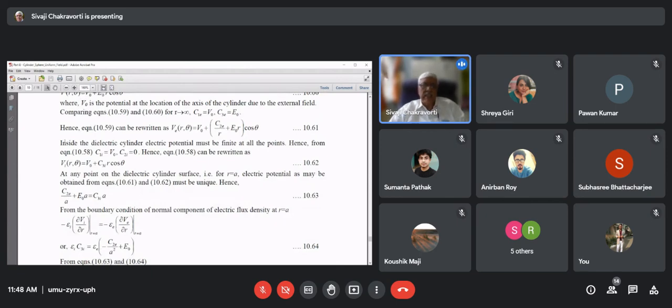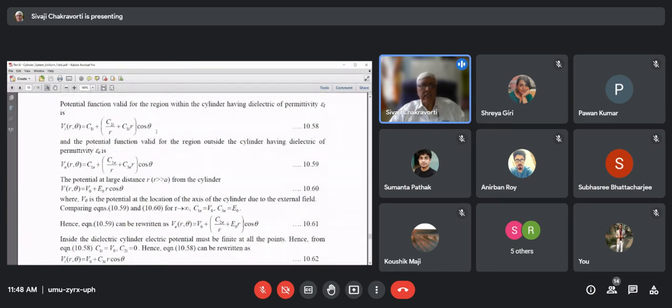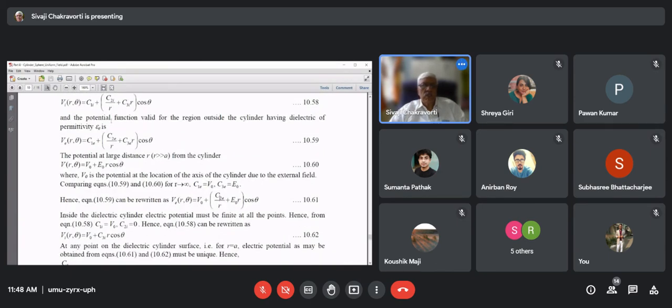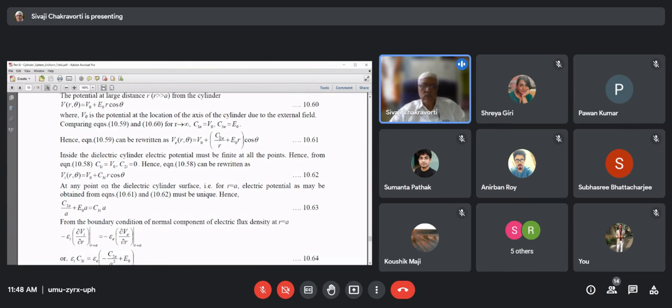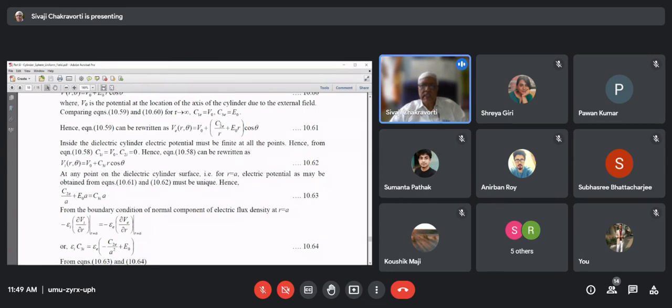So how do I find the two coefficients? 10.61 has C2e, 10.62 has C3i, two unknown coefficients. Again, on the surface of the dielectric cylinder, the boundary condition is that the potential must be unique. So I put r equal to a in 10.61 and get the potential from outside the cylinder. Then I put r equal to a in 10.62, which gives the potential from inside the cylinder, and they must be equal, so I get 10.63. But still I don't get these two coefficients. I need one more equation.